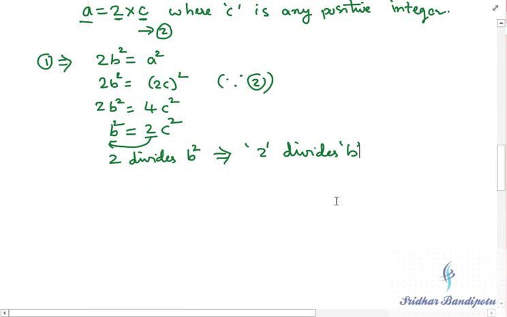Now if 2 divides b, then what can we write? 2 is one of the factors in the prime factorization of b, no? So we can write that b equals 2 into d. In the prime factorization of b, we can see one of the factors, what is that? 2. Not only 2, there will be some other numbers also, that is d, where d is any positive integer.